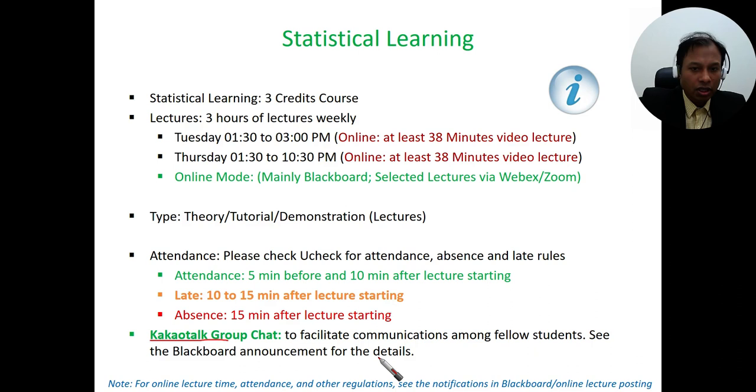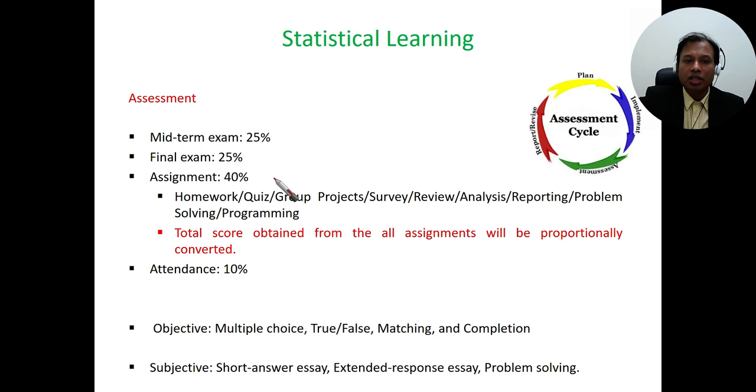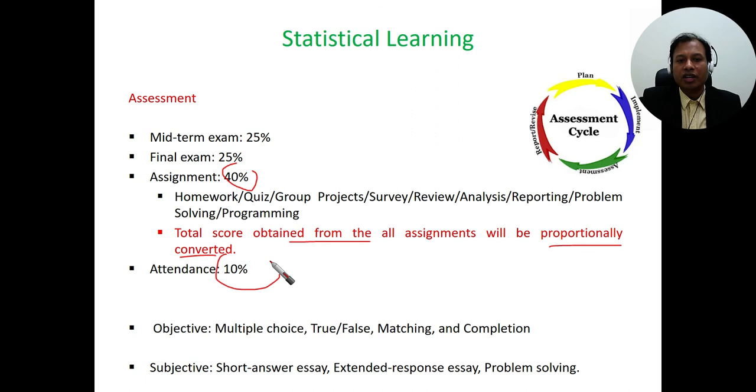Okay, so the assessment, you already know, is 25% midterm exam, 25% final exam, and 40% assignments. That means homework, quizzes, group projects, surveys, reviews, analysis, reporting problems, and those kinds of things. And we'll combine and sum up all of the scores that you get in assignments, and then we'll calculate based on this 40%. That means the score obtained from all of the assignments will be proportionally converted. And we have attendance 10%, right? But now, please note that this is a special topics course, right?